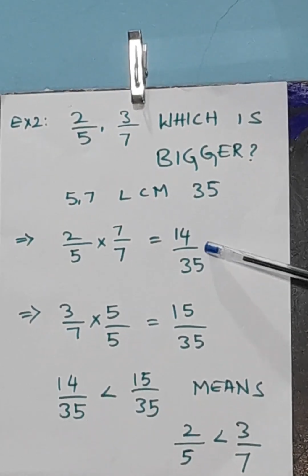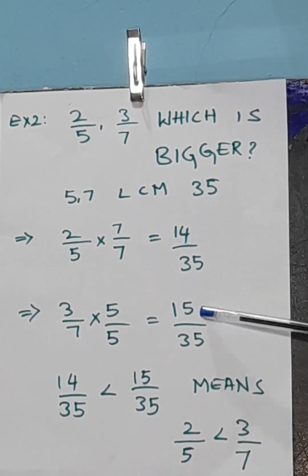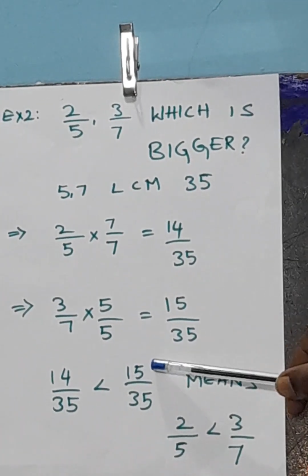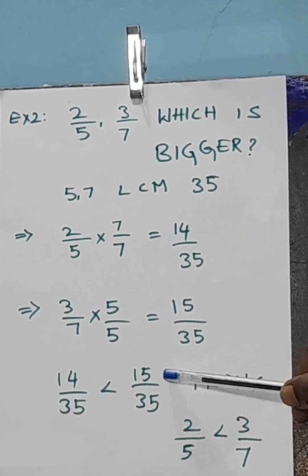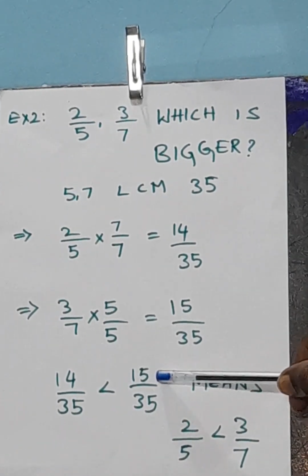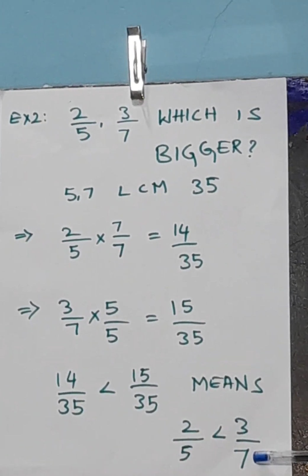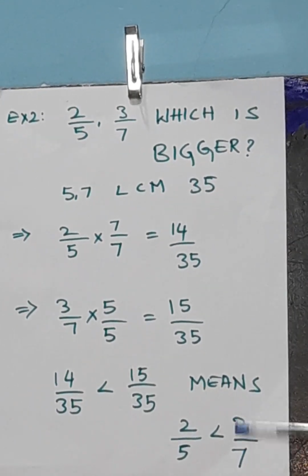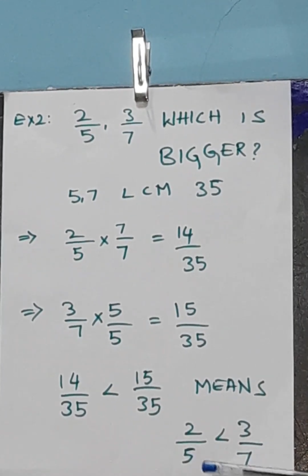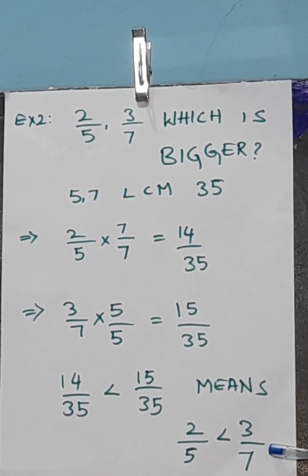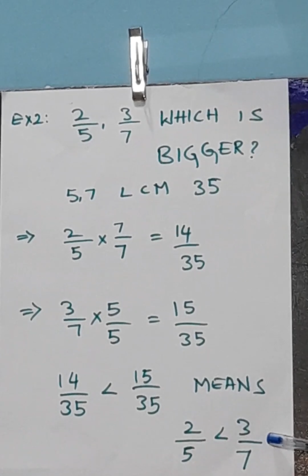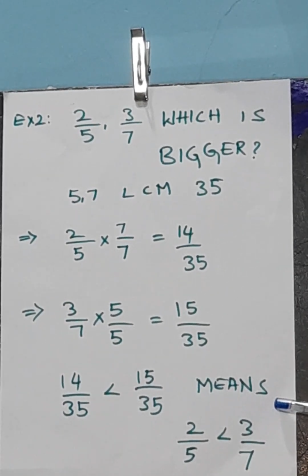So how can you find the bigger fraction in these two fractions? By simply observing which has the bigger numerator. 15 is the bigger numerator, so this one is the bigger one. 15 by 35 means 3 by 7. So 3 by 7 is bigger than 2 by 5. So we can simply write in ascending or descending order, because we have already found which one is bigger and which one is smaller. So this is the class on ascending and descending order of fractions.